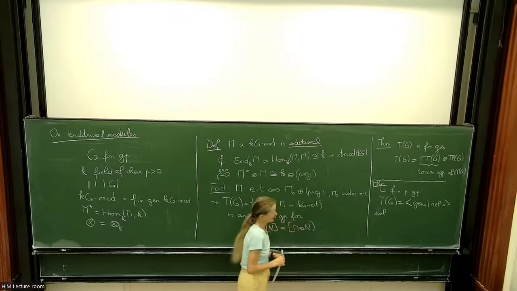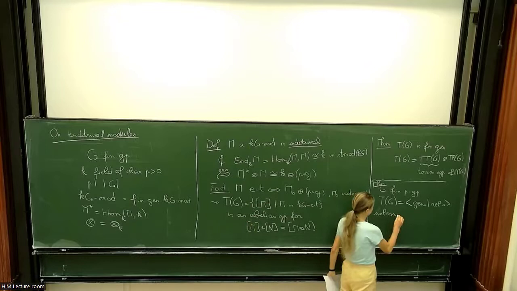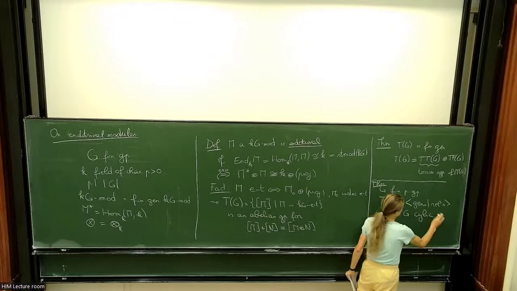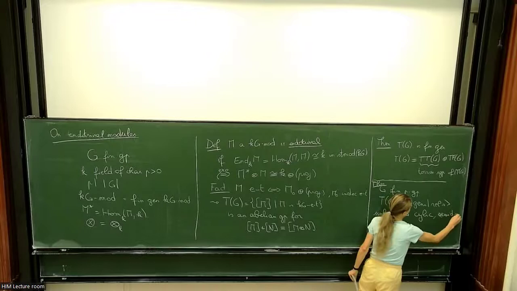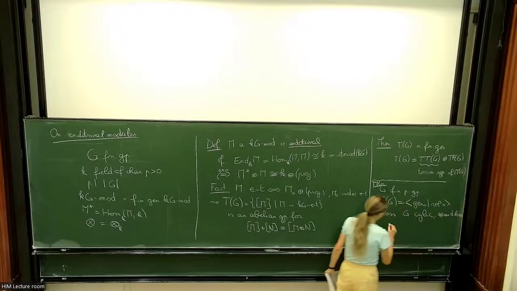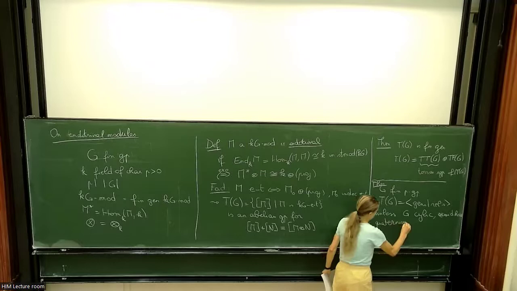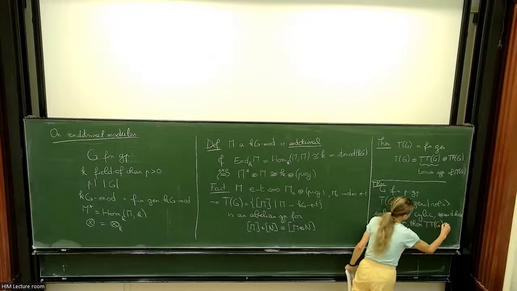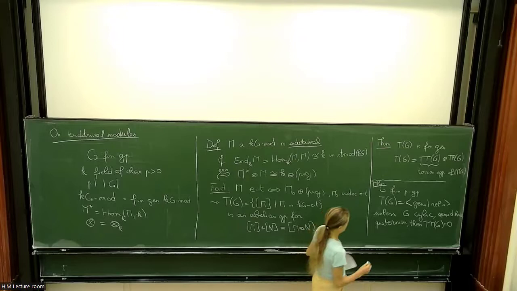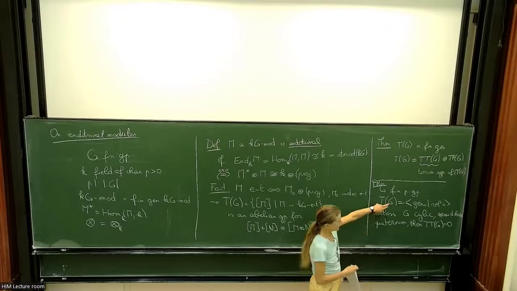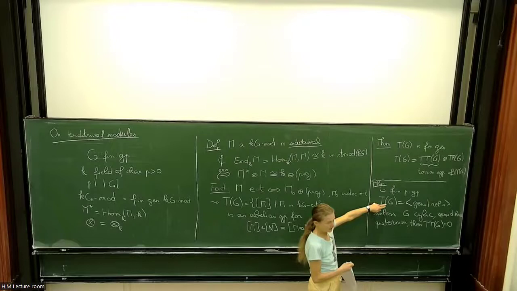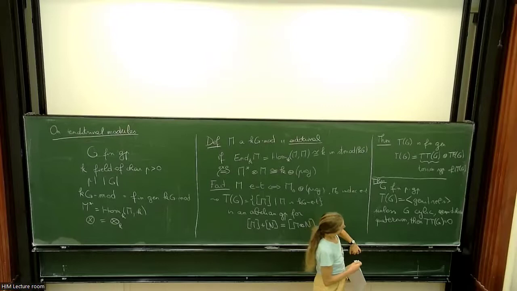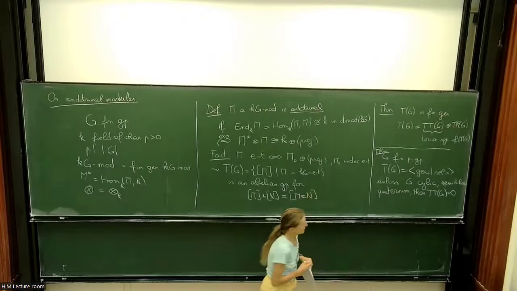So unless, of course, G is cyclic, semi-dihedral, or generalized quaternion, then we have that, in fact, it's a torsion-free group. If G is dihedral, then T(G) is just Z plus Z. Yeah, so in fact, for cyclic, we need cyclic of order at least three.